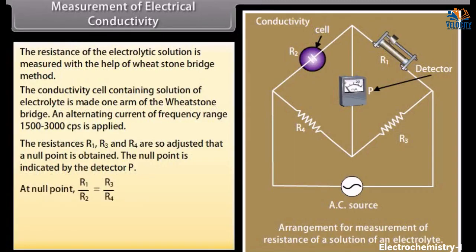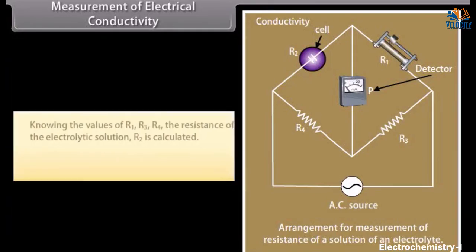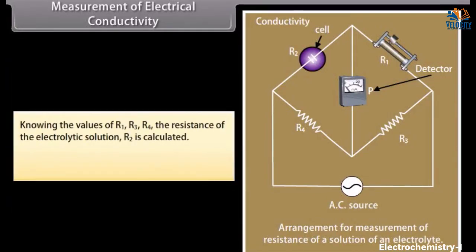At null point, R1/R2 is equal to R3/R4. R2 is the resistance of the electrolytic solution. R2 is equal to R1 multiplied by R4 divided by R3. Knowing the values of R1, R3 and R4, the resistance of the electrolytic solution R2 is calculated. The reciprocal of R2 gives the conductance of the solution.